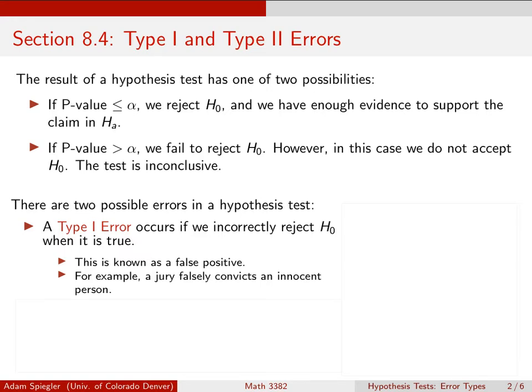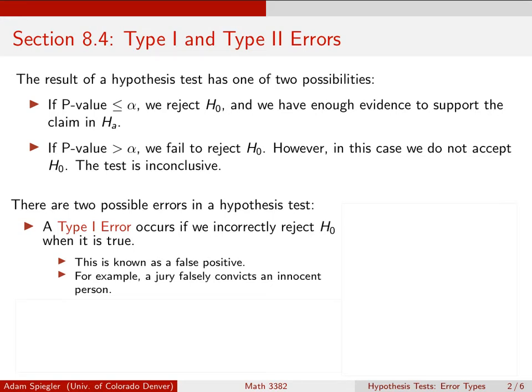A type 1 error would be summarizing the situation when we have a false positive, right? We think that the test is significant, but in fact it's not. So we rejected the null hypothesis when in fact it was true. So a type 1 error is a false positive. It's when we reject the null hypothesis when in fact the null hypothesis is true.